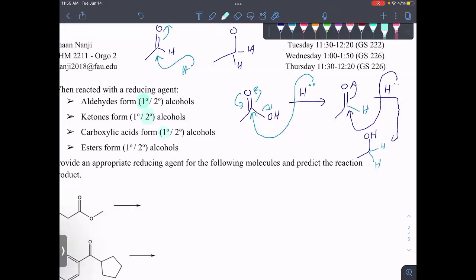So carboxylic acids give you primary alcohols because they have a leaving group. In the first attack, the leaving group leaves. In the second attack, you get rid of the carbonyl and turn into an alcohol.